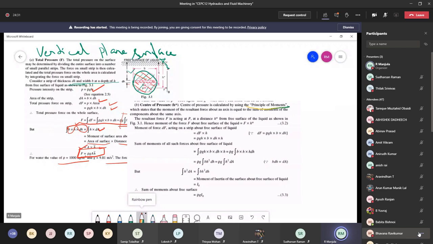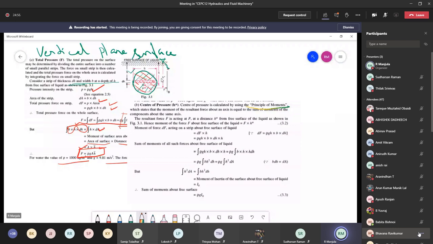So the general meaning of center of pressure is that the total pressure acts at one particular point on the surface. That is what you are going to calculate. This H star is nothing but your center of pressure, which you are going to find out. So how are we going to calculate this? By using the principle of moments.